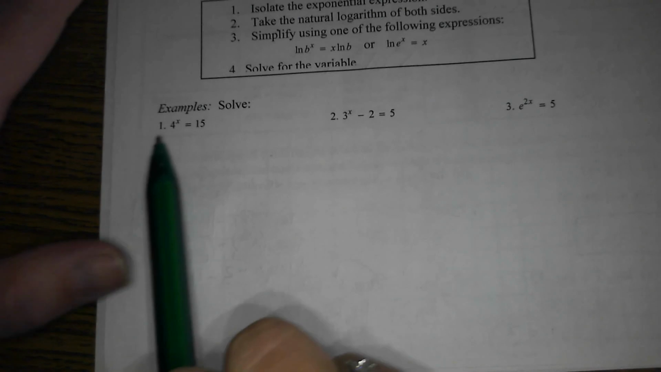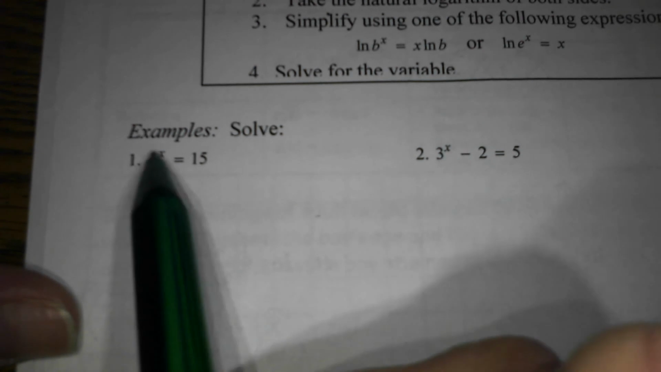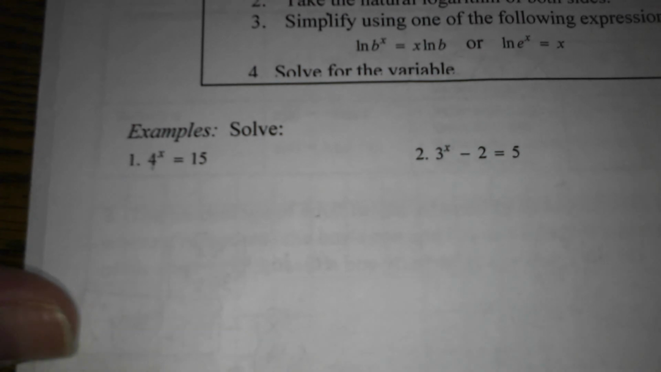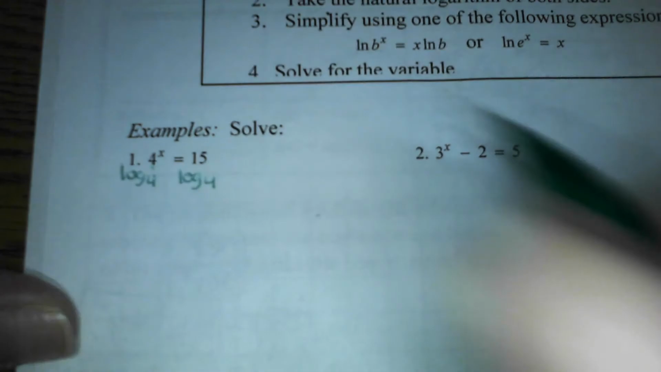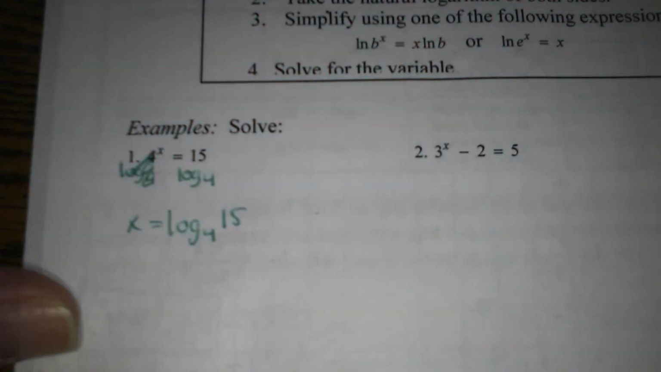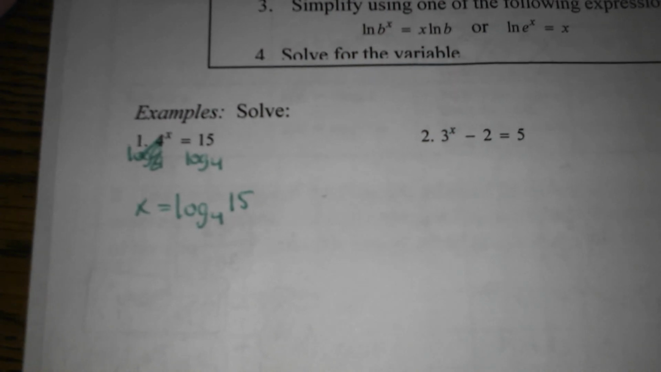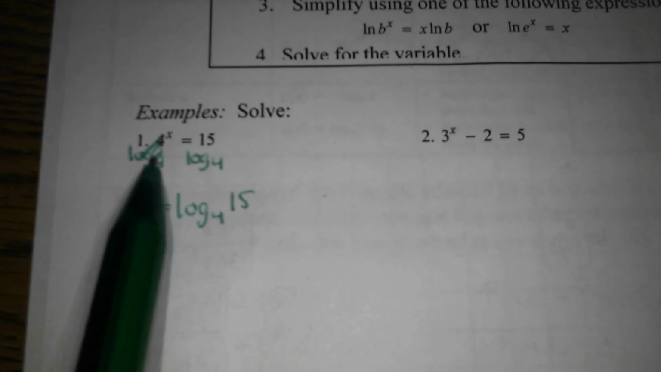But here's the benefit of taking log base 4. Whatever the base is, if you take the log with that base, log base 4 of 4 to the x and log base 4 of 15, the log base 4 of 4 just cancels. That's one of your properties. So you just have x equals log base 4 of 15, and then you would just type that into your calculator. That's going to work most of the time. That was only 4 because that was the base of your exponent.